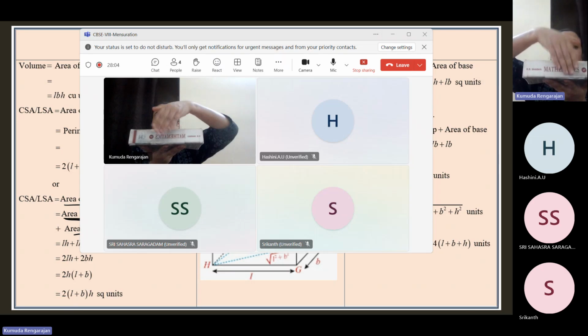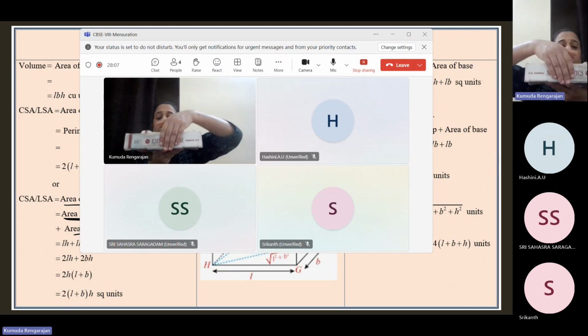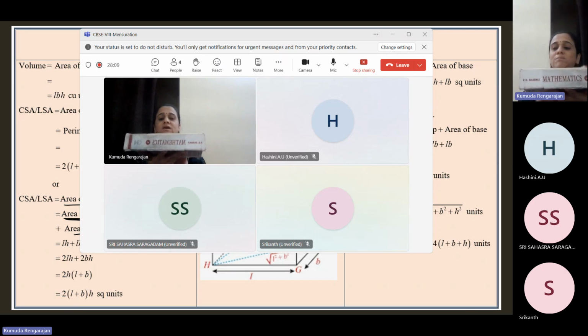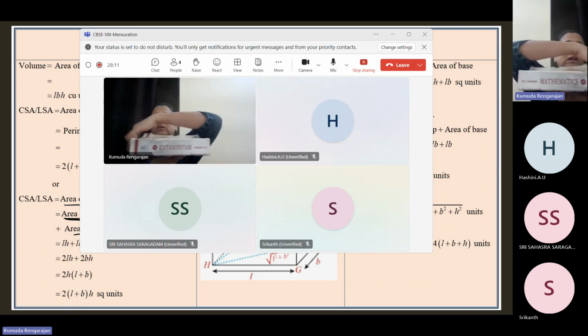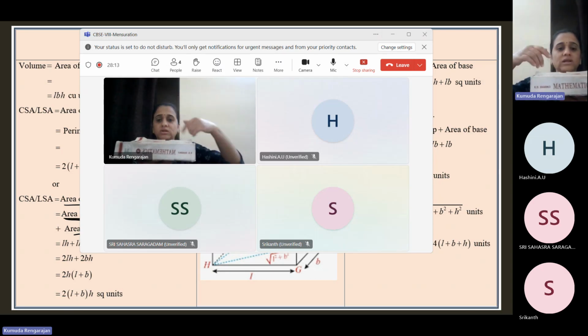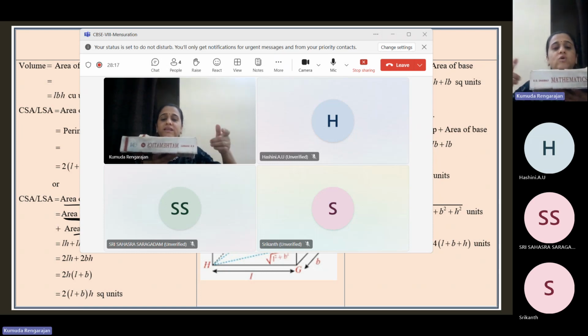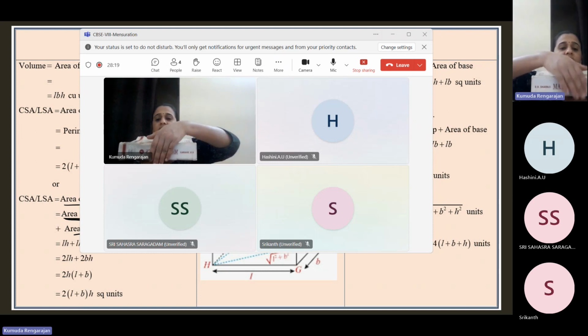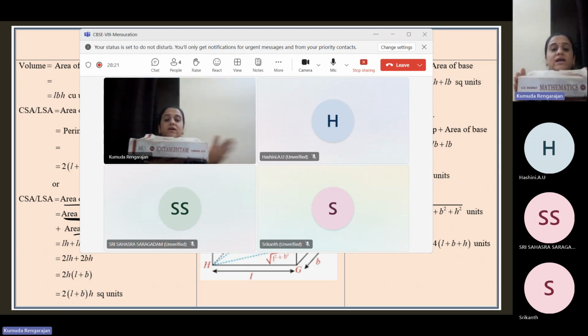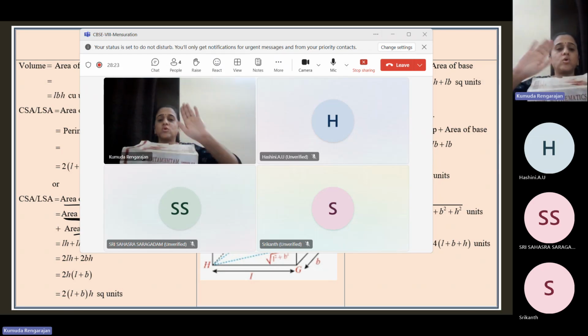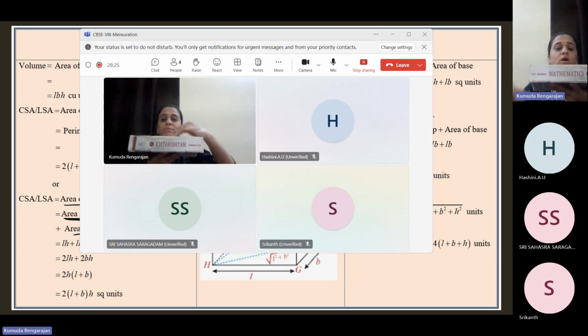Not this, okay? This is the front face. Area of the front face plus the area of the back face plus the area of the right face plus the area of the left face. The total area of these 4 faces: front face, back face, right face, left face. Don't include the top and bottom. Top and bottom is only for total surface area.